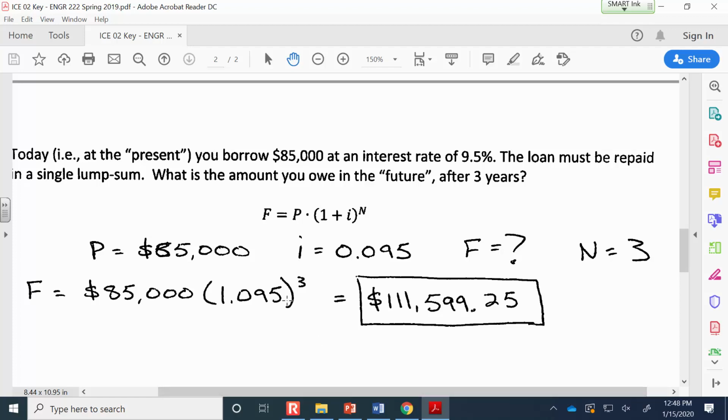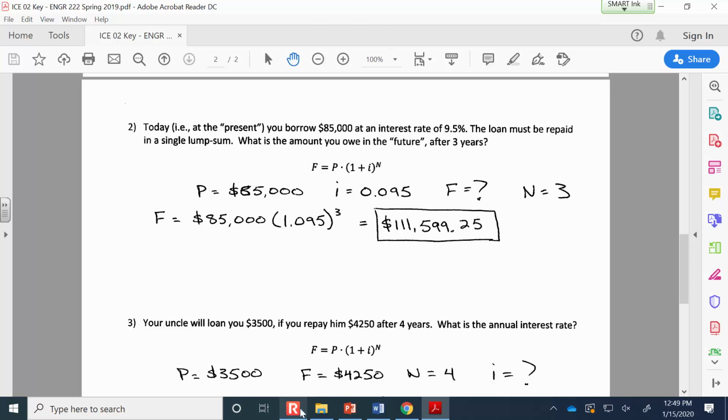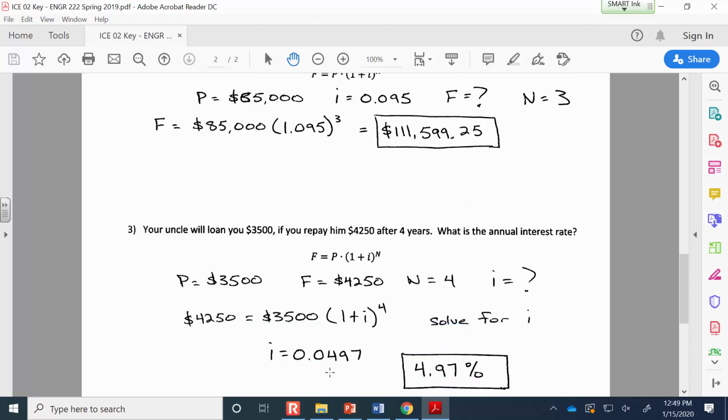This is an early first glance at something that we'll spend a lot more time on, but I wanted to see if you could utilize those equations to find F given P. The first one was 111,000, and the second one, the answer was 4.97%. Now that one's tricky. If you have equation solving in your calculator, I think in 111 you should have learned how to solve for unknowns using the equation writer in the Casio calculator. We'll get into this as well, finding an unknown interest rate.